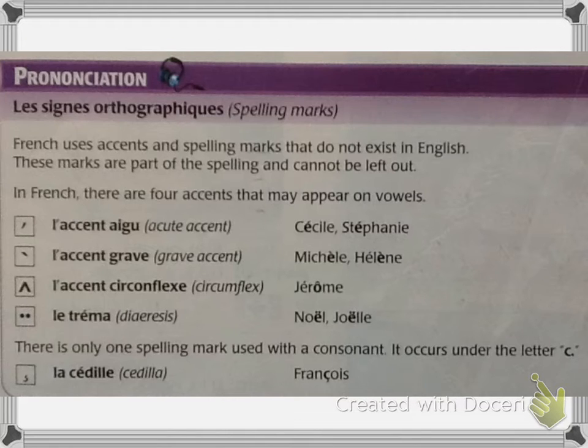There is only one spelling mark used with a consonant. It occurs under the letter C.